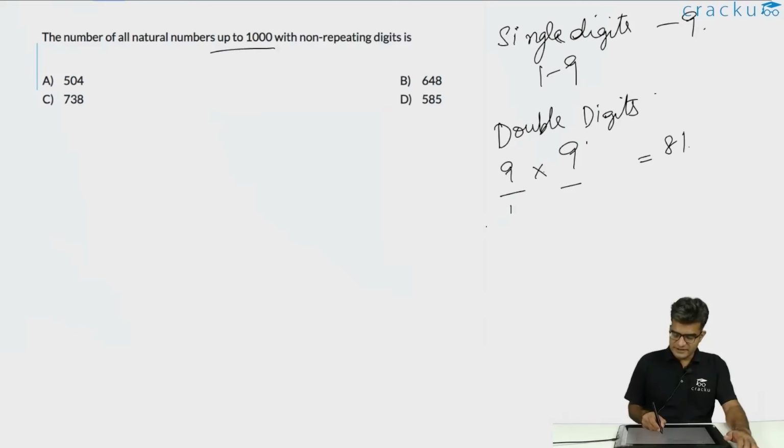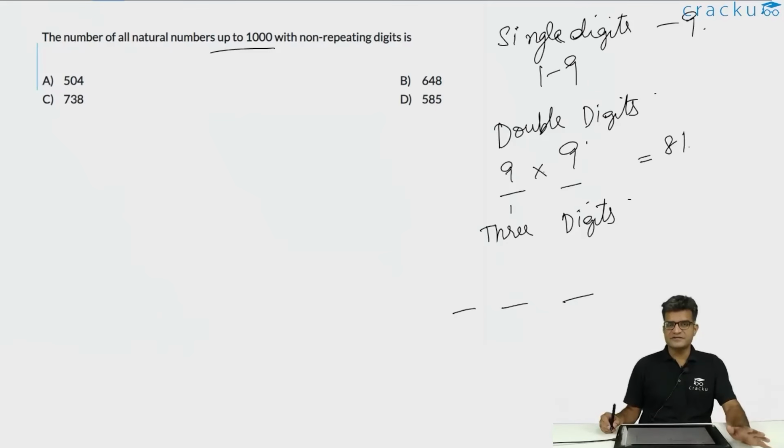If you are looking at 3 digit natural numbers, you will have 3 digits. The first digit can be again any number which is not equal to 0, from 1 to 9. So it can be selected in 9 ways. The second digit can be 0, but we have to ignore the first digit. So it can be selected in 9 ways. The third digit cannot be the first digit and the second digit, so it can be any one of the remaining 8 digits. This is 9 into 9 into 8, which is 648.